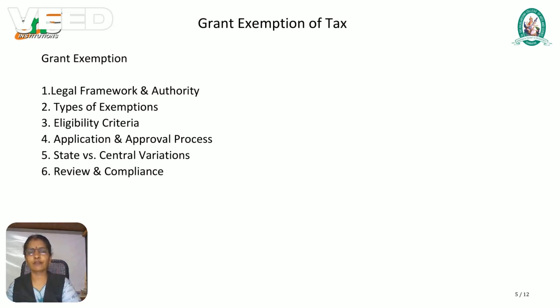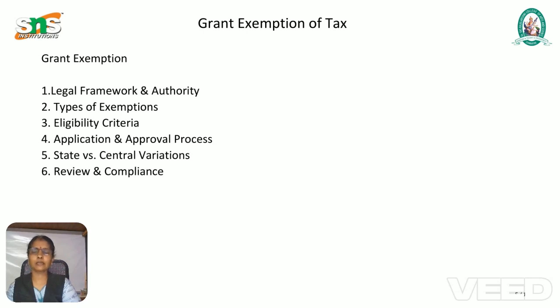The legal framework and authority means that when they are going to get any tax exemption under GST, they have to submit all the records as per the GST legal framework. That is, they are supposed to submit all the records, and it should be by the law. Next, we move to the types of exemption.